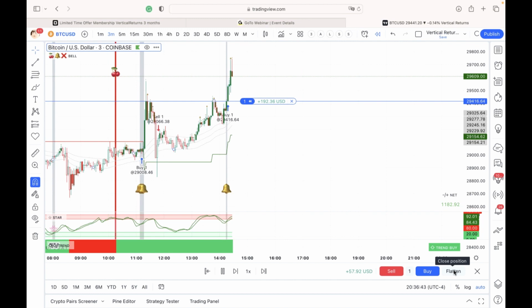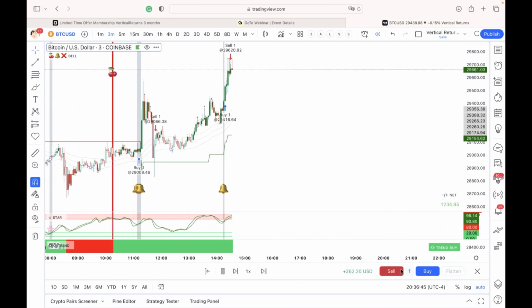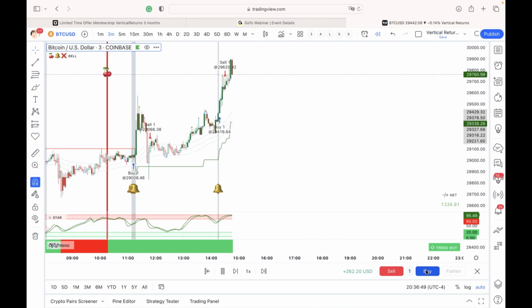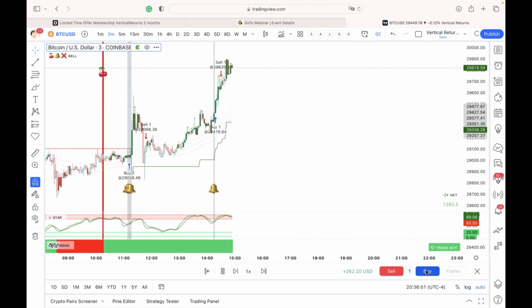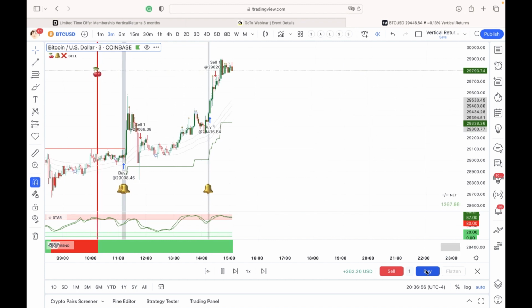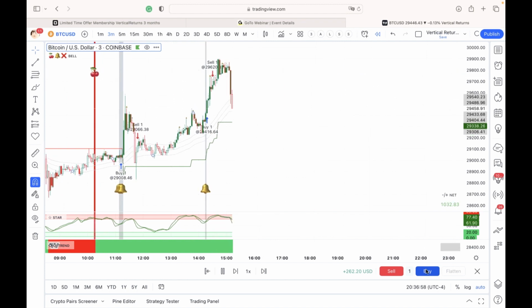There we go. I'm flattening. Thank God. Oh, I'm up $262. This is so exciting. So guys, I sold when I wasn't on an X.